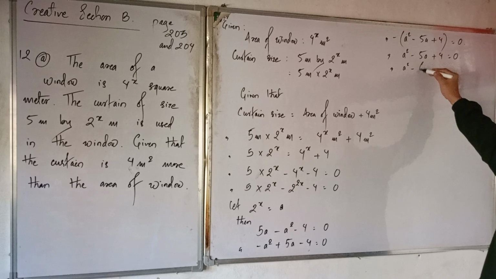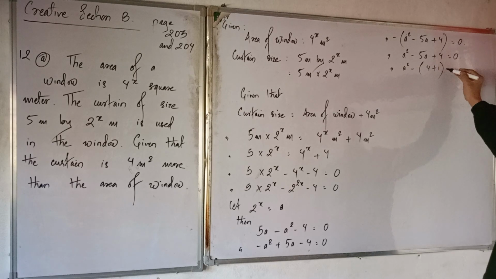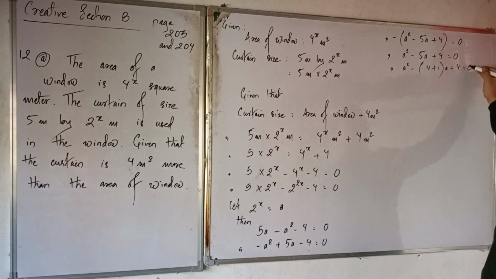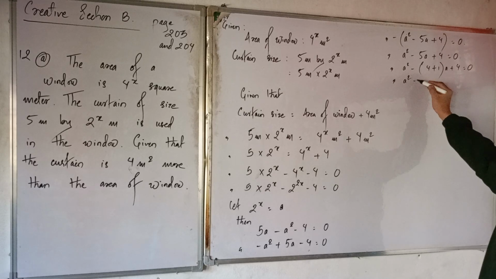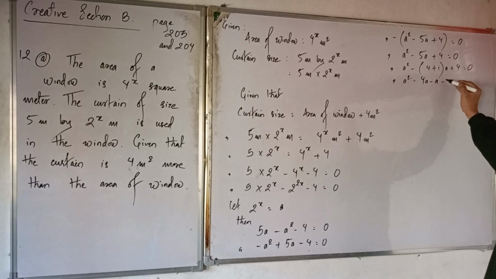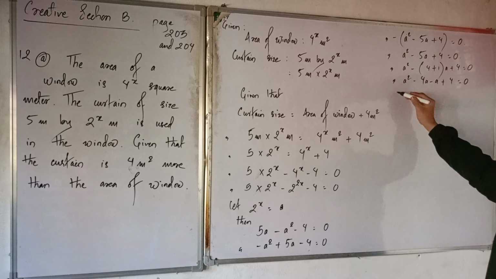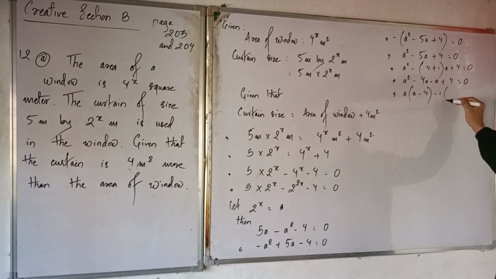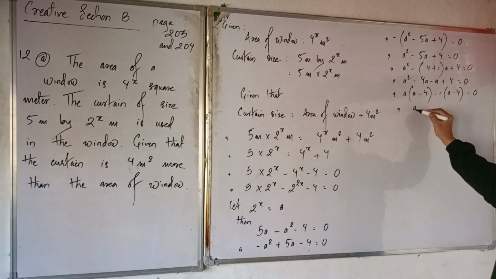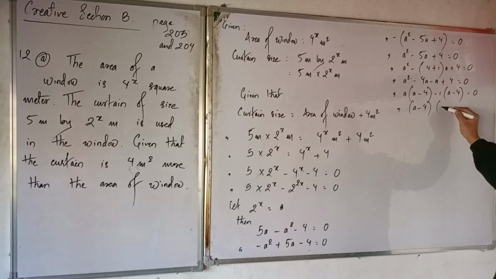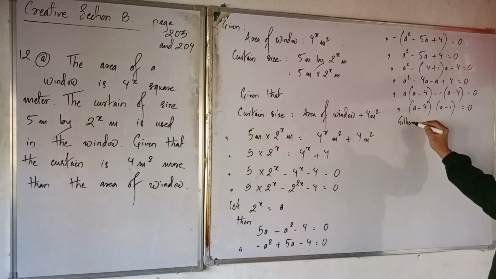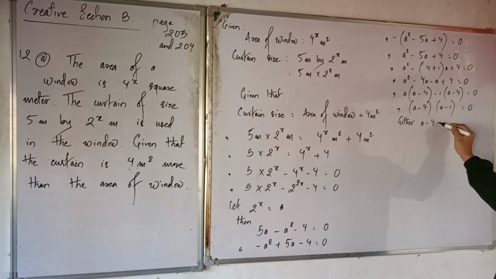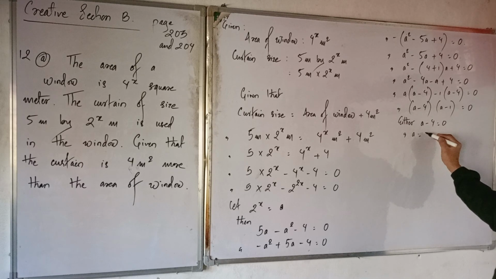Now factorize this. A square minus 4a minus a plus 4 equals 0. You just take a common here, a into a minus 4 minus 1 into a minus 4 equals 0. So a minus 4 and another a minus 1 equals 0. So either a minus 4 equals 0, or a equals 4.